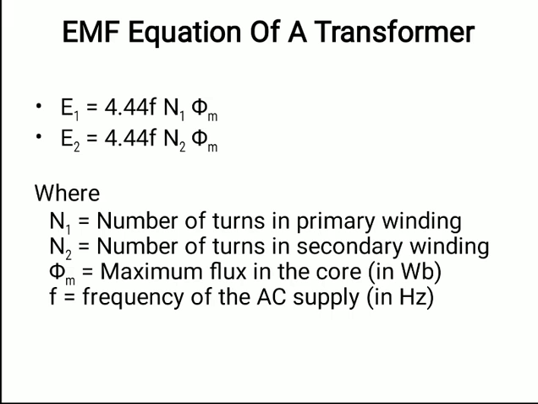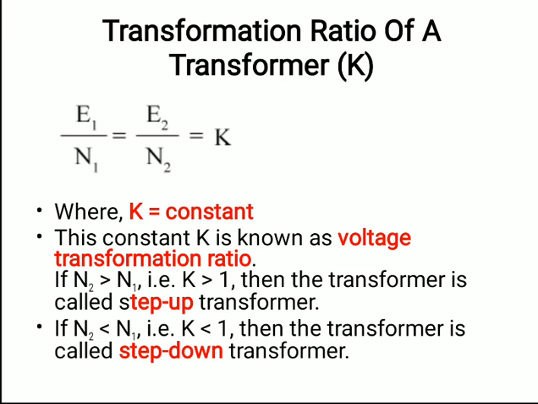Now depending on this equation, what will happen if we divide E1 and E2? Don't you think that 4.44, f and phi m, these three terms will get cancelled? So we will get E1 upon N1 is equal to E2 upon N2, right? This is also known as the transformation ratio of a transformer, that is K. This constant K is known as the voltage transformation ratio.